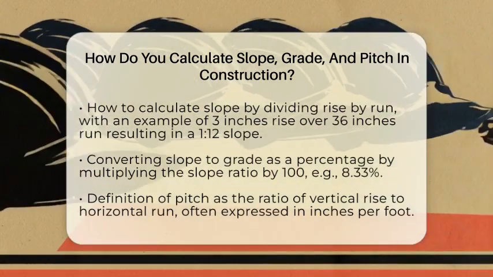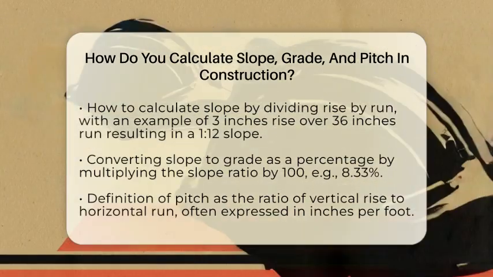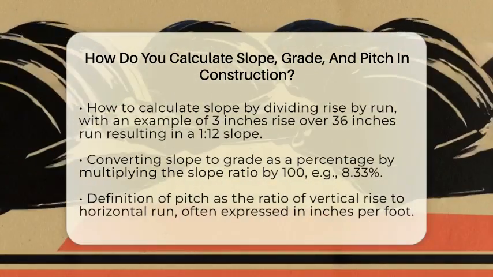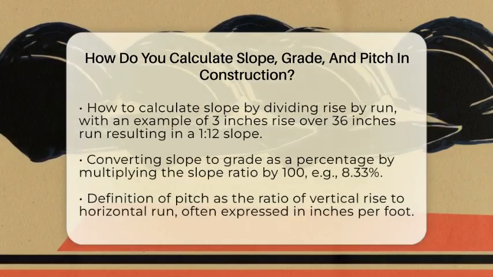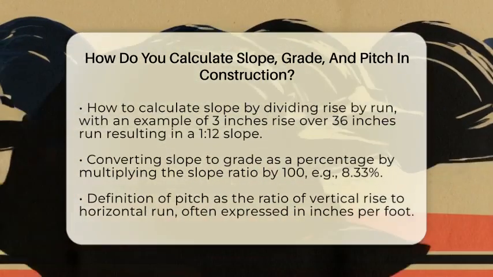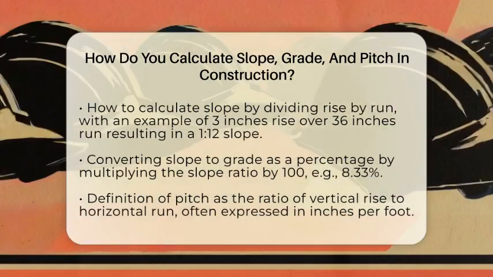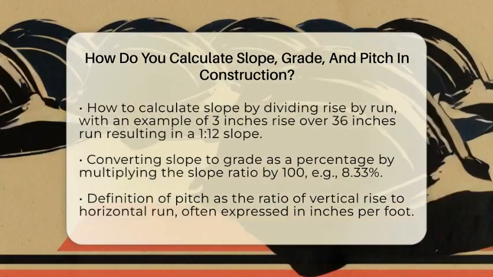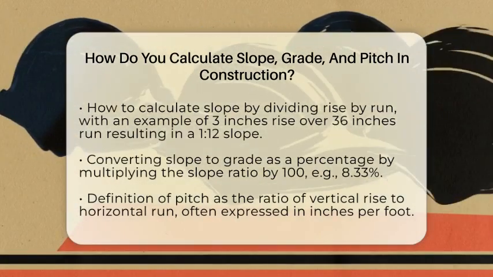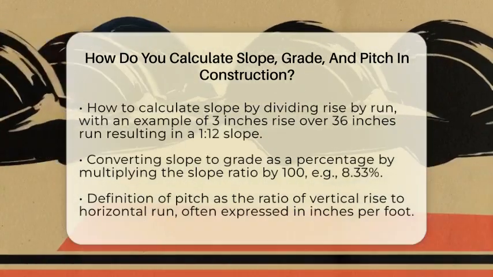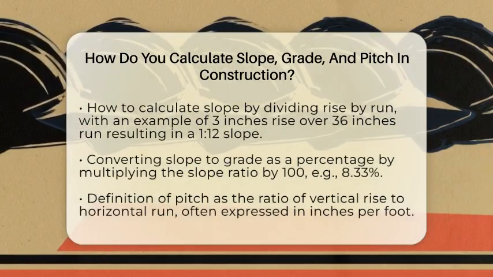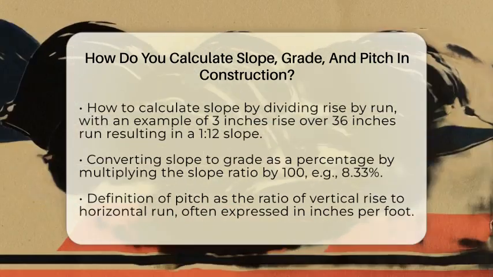Grade is a way to express slope as a percentage. To find it, divide the rise by the run and then multiply by 100. Using the same example, 3 inches divided by 36 inches gives 0.0833. Multiply that by 100 and you get an 8.33% grade. This tells you how steep the surface is in relation to its horizontal length.